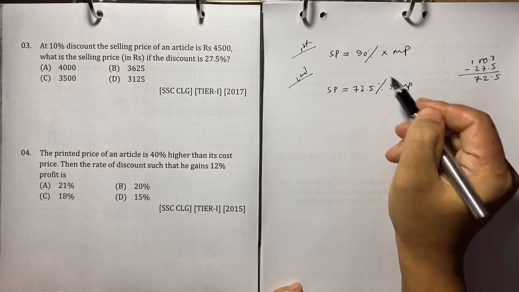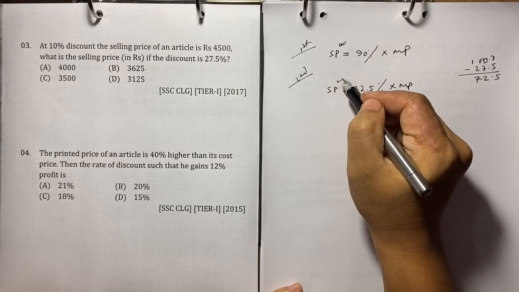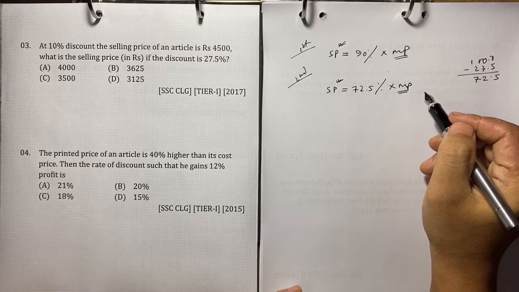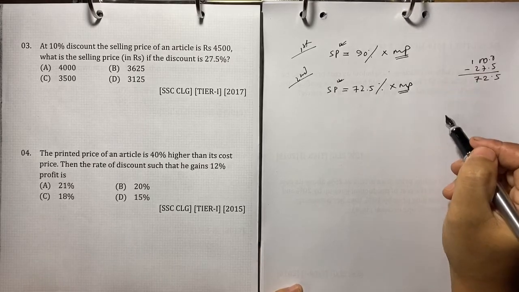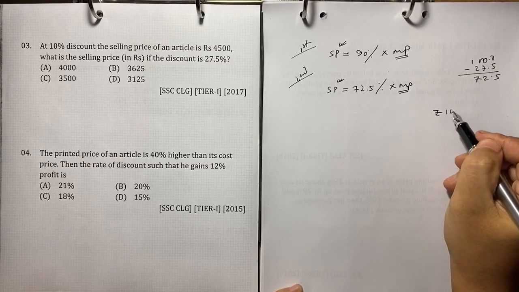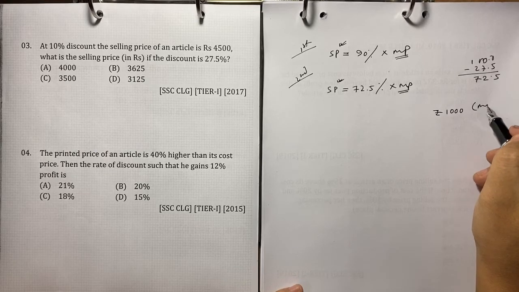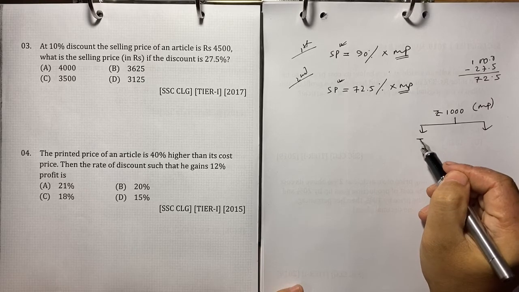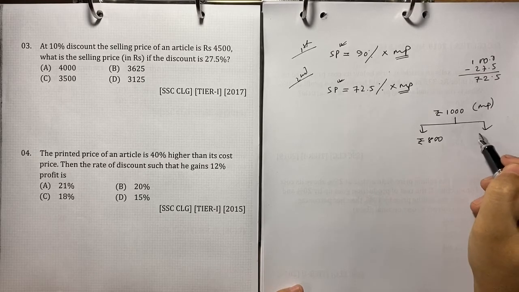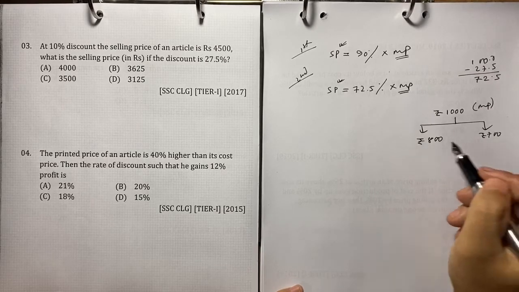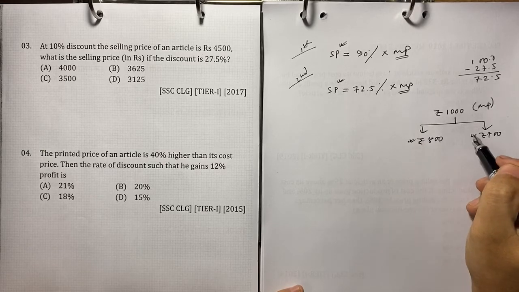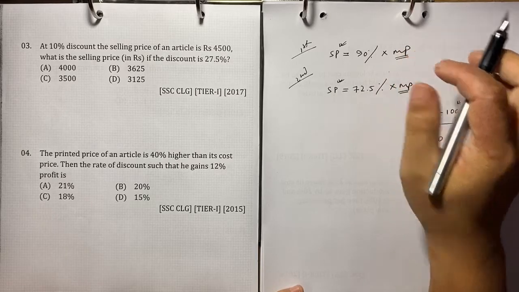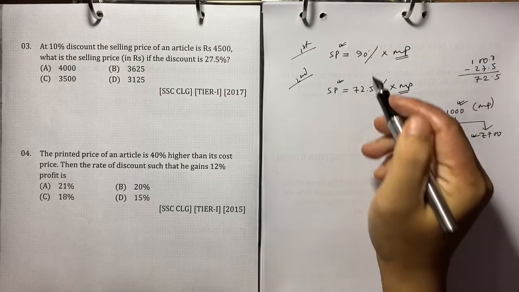The selling prices are different, but the mark price will always be the same. It's a profit and loss problem. That means the mark price is the same: for example, whatever the discount, in this case the selling price is different, but the mark price is always the same. It's a logic. So this is the given information.